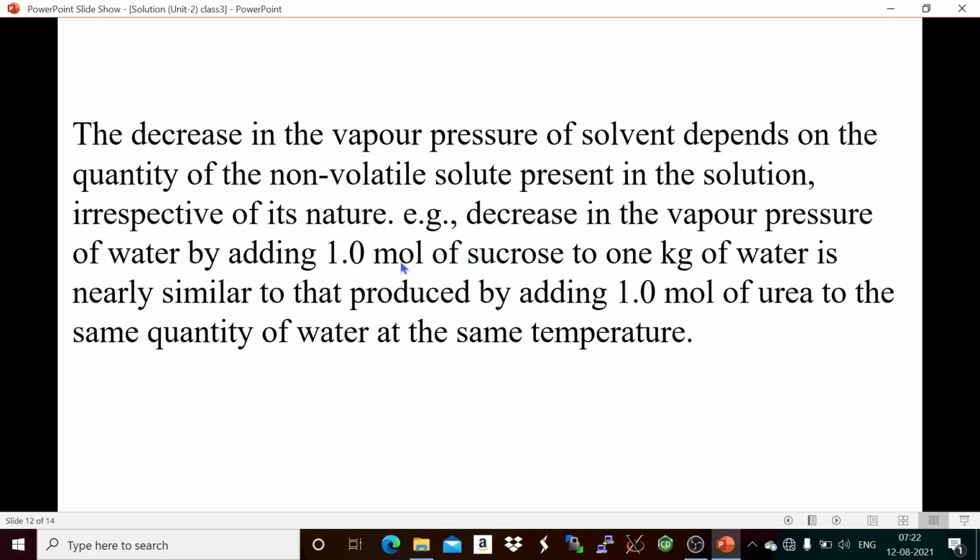So for this type of solute, what type of solute? That does not undergo any association or dissociation. When the same amount of that type of particular solute is dissolved in the same quantity of solvent at a given temperature, then their tendency to reduce the vapor pressure will be the same.